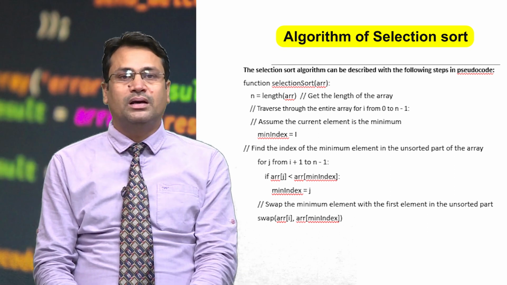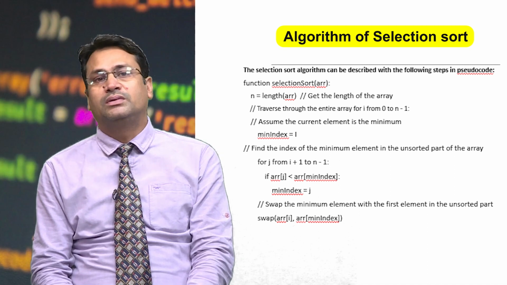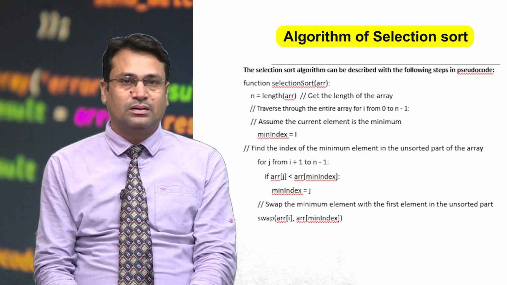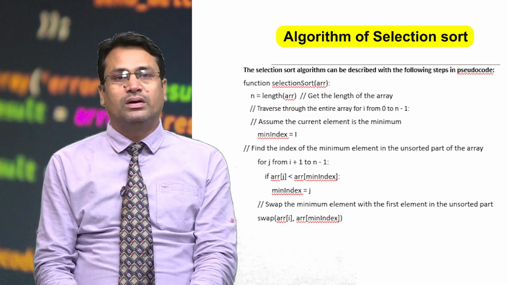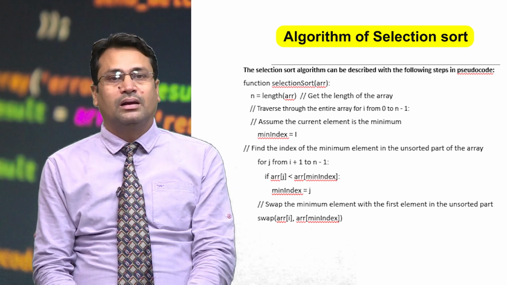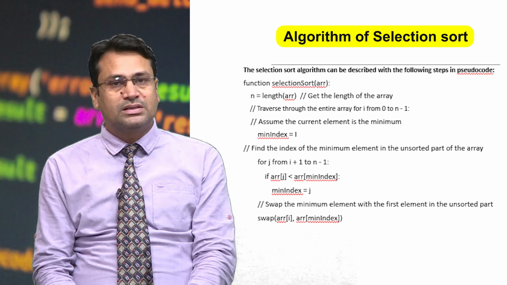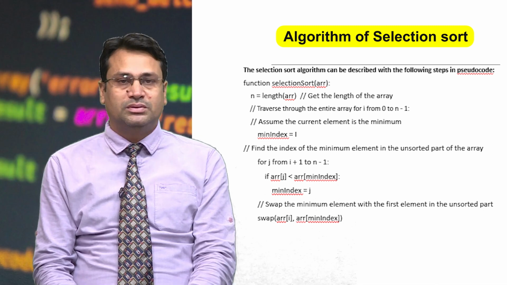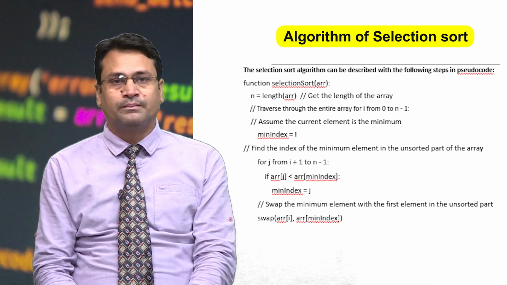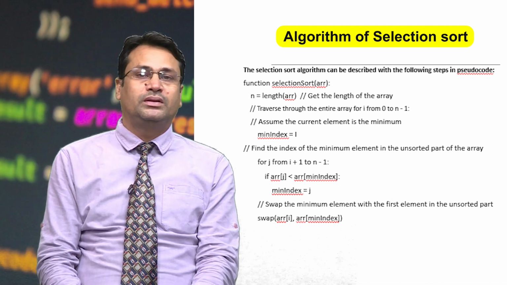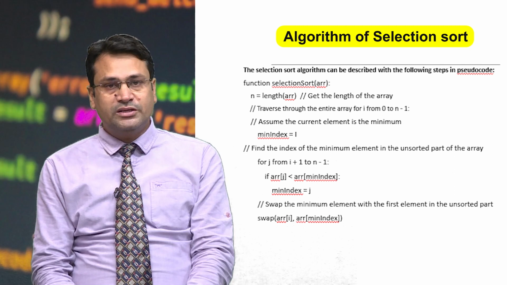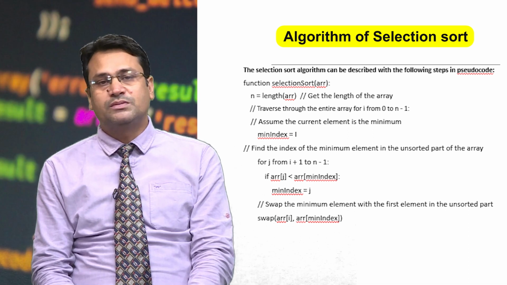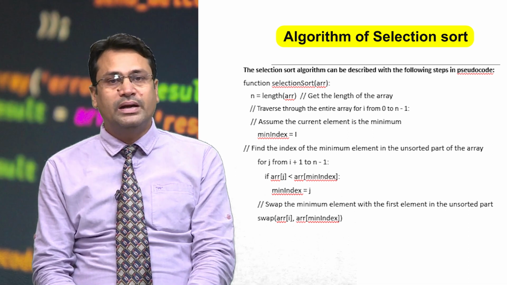After this, we will try to find the index of the minimum element in the unsorted part of the array. For this, we will have one j loop, and the j loop iterates from i plus 1 to n minus 1. Inside this loop we have one condition: arr of j less than arr of min index. If this condition is satisfied, then we put the value of j into min index. Basically, we are changing the value of min index if the condition is satisfied. The next step is swap the minimum element with the first element in the unsorted part. For this purpose, we need to call a swap function. In this swap function, we take two parameters. The first parameter is the array and the second parameter is the index, min index.